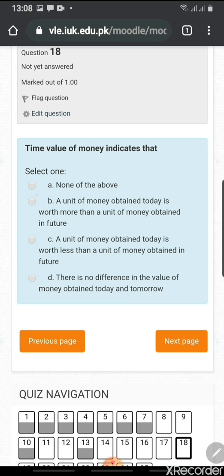Doesn't this sound correct? A unit of money obtained today. So if you get money right now, let's say I've given you 1 rupee right now, it will have more value than 1 rupee given to you 10 years later, because with time the value of money deteriorates, right?